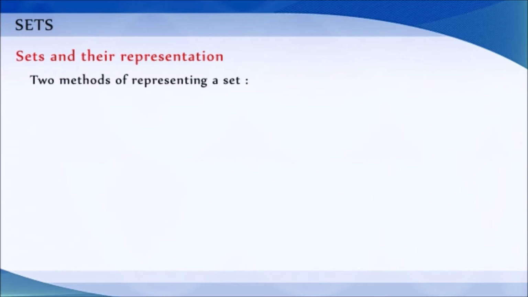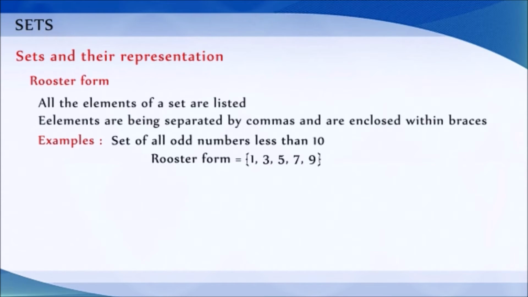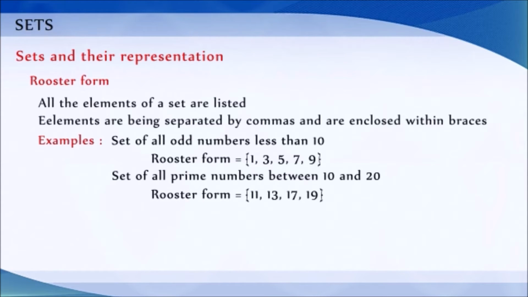There are two methods of representing a set: roster or tabular form, and set builder form. In roster form, all the elements of a set are listed. The elements are separated by commas and are enclosed within braces. For example, the set of all odd numbers less than 10 is represented as {1, 3, 5, 7, 9}, and the set of all prime numbers between 10 and 20 is {11, 13, 17, 19}.